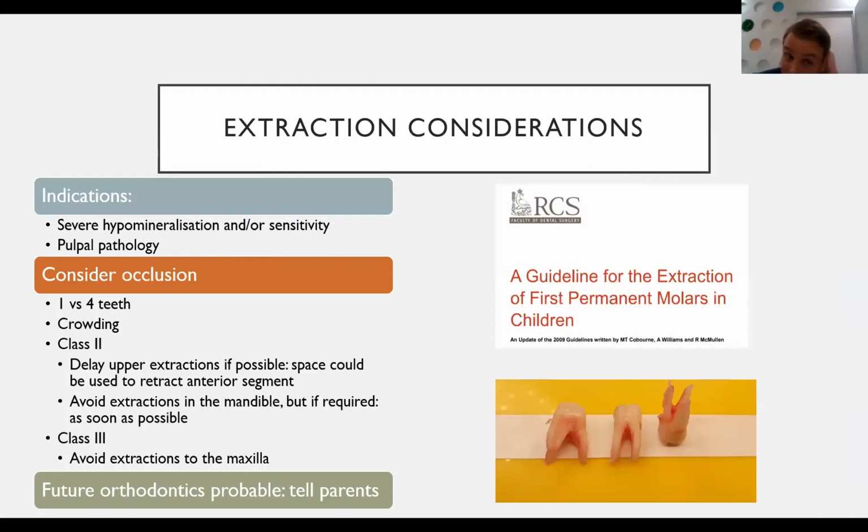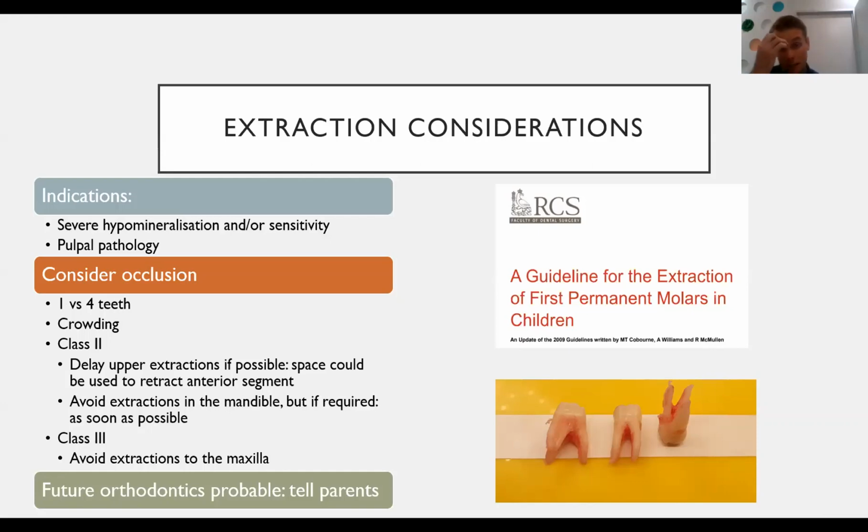Other things to consider, and this is why occlusion is so important, sometimes you might actually decide to delay the extractions, or you might do the lower arch first and allow maximal natural migration of the sevens, but hold the upper sevens for some time. So this might occur if the patient's quite crowded. So what you can do there is you hold that space, and then you can use that to retract and address some crowding, and that's where it's quite important to get your orthodontist involved as well.